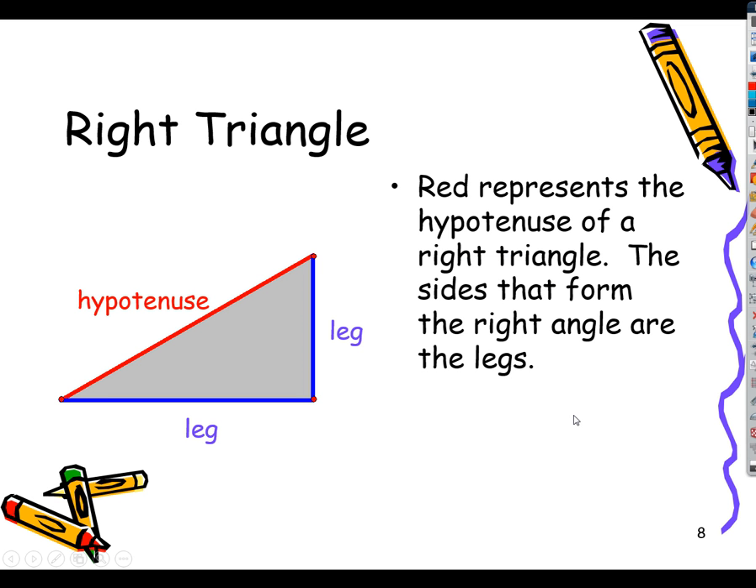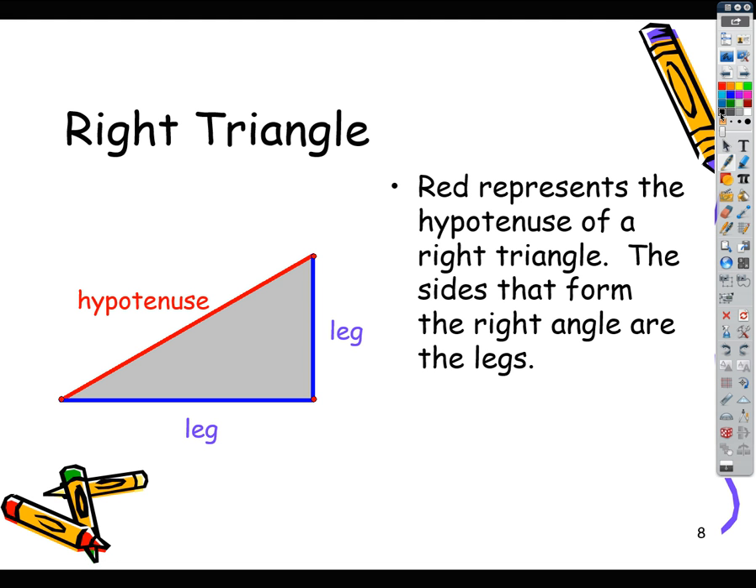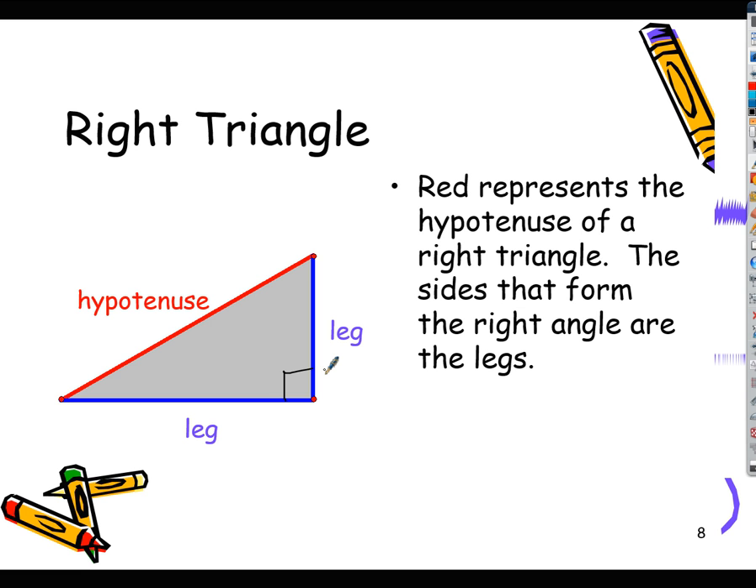We know this too. For a right triangle, we get some specific terminology that applies. If this is the right angle, we always know that the hypotenuse is the side opposite the right angle, right? And the two sides that are adjacent to the right angle are the legs, right? So that's specifically how we'd refer to the sides in a right triangle.